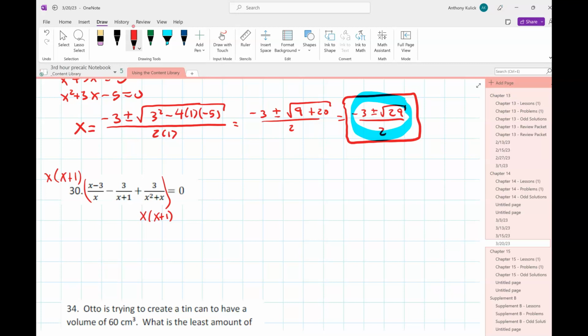Okay, Sophia, what now? I then distributed. So what would we write then? What's the first fraction? I did x, x plus 1, x minus 3, then I put the... Yep. Over x. Great.